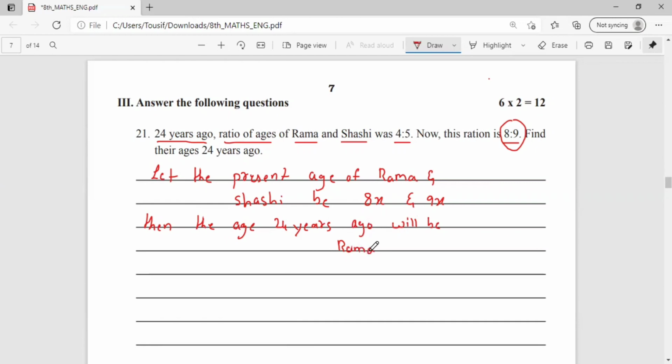What will be the age of Rama before 24 years? Presently we took it as 8x, so 8x minus 24. 8x is the present age, and we are finding the age 24 years ago, that means before, so we have to subtract: 8x minus 24. Same thing with Sashi: 9x minus 24.